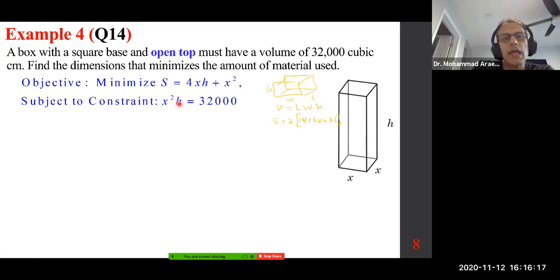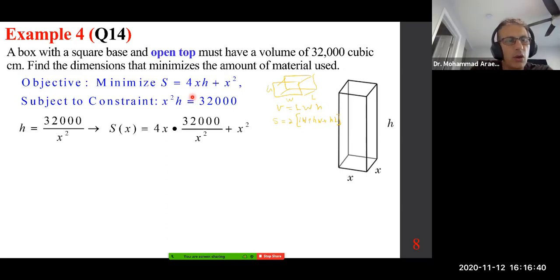Now what happens? Again, this has two variables, x and h. We don't like that. Let's solve for h in the constraint; it becomes 32,000 over x squared. Now S is a function of x and h. If we replace the h with this, it becomes a function of x only. And I hope you see that this one is 128,000.